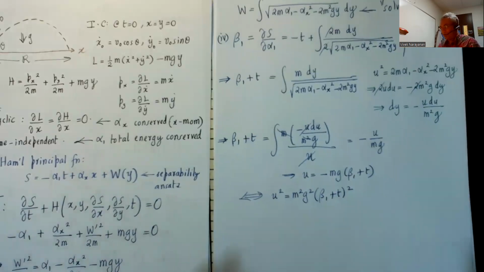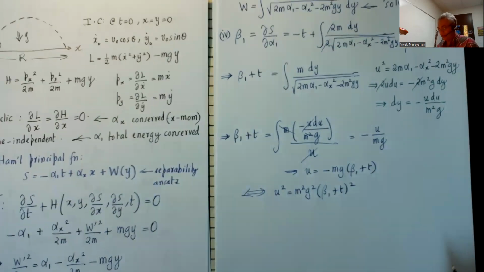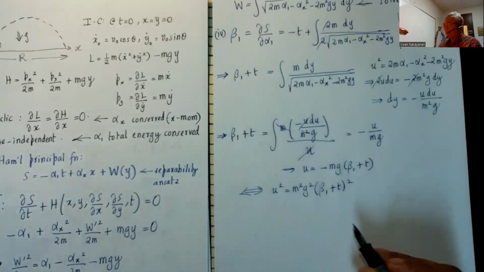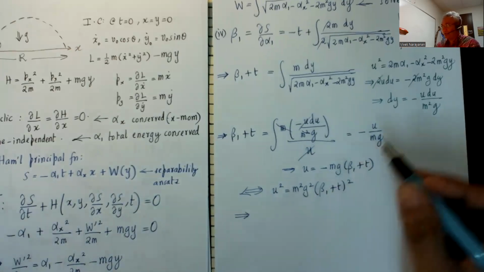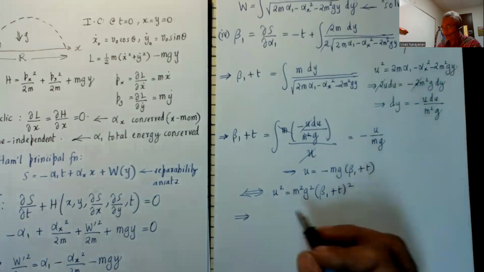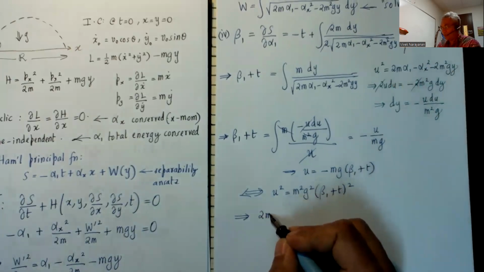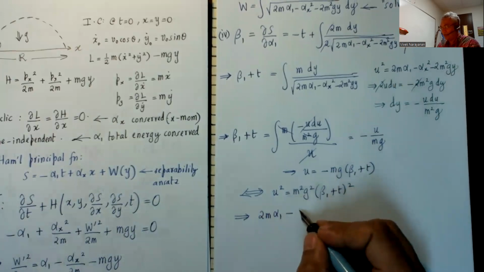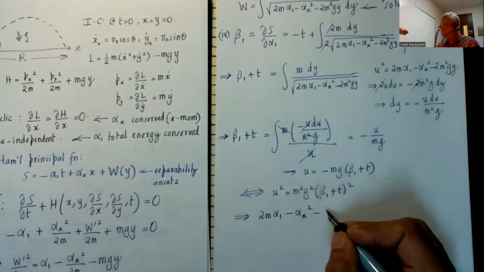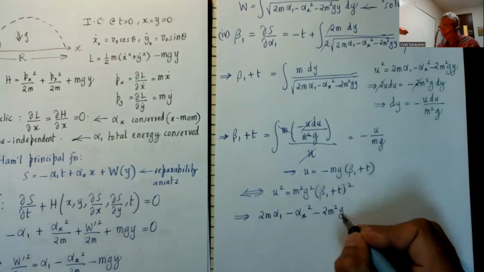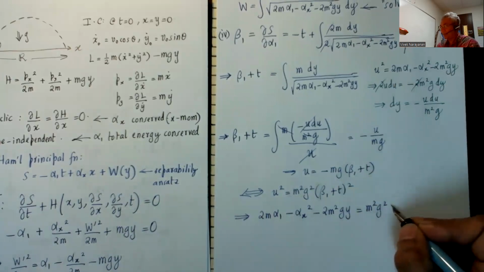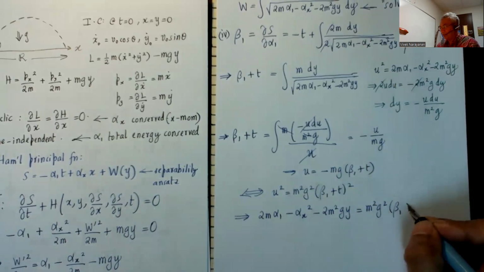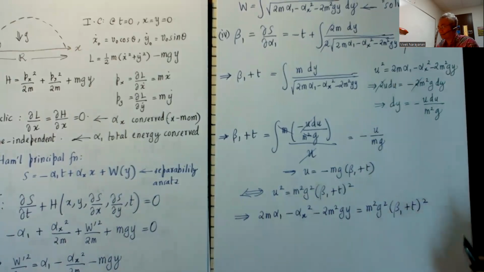Oh my goodness, are we ever going to get projectile motion or not? It's looking more and more complicated, but it'll actually work out, don't worry. So now we'll substitute for u squared, which is over there. So I'm going to get 2m alpha 1 minus alpha x squared minus 2m squared gy equals m squared g squared times beta 1 plus t squared.